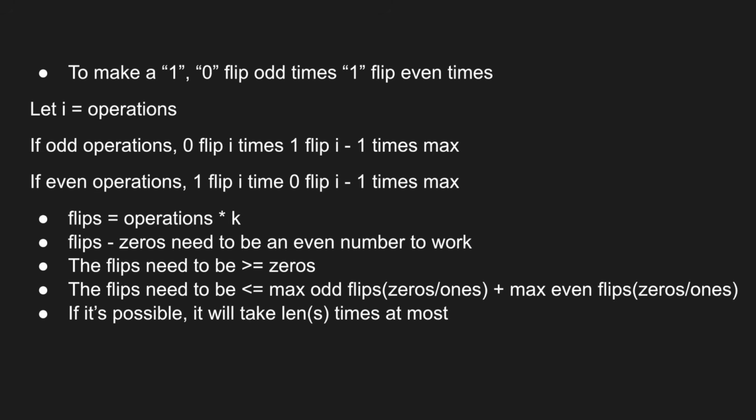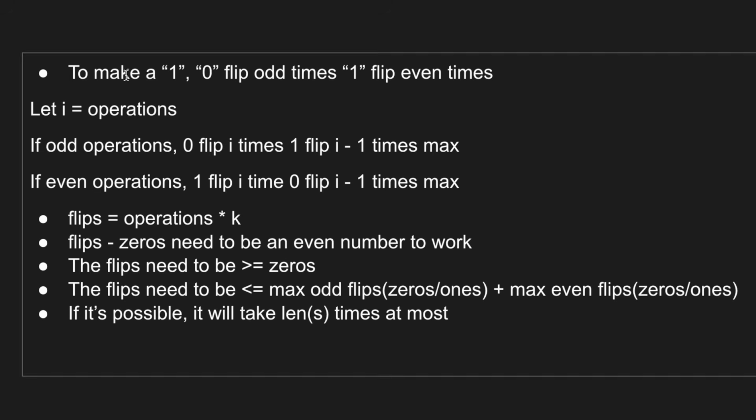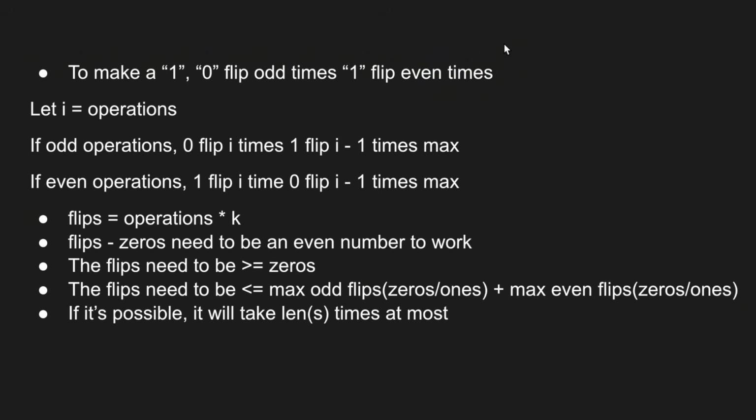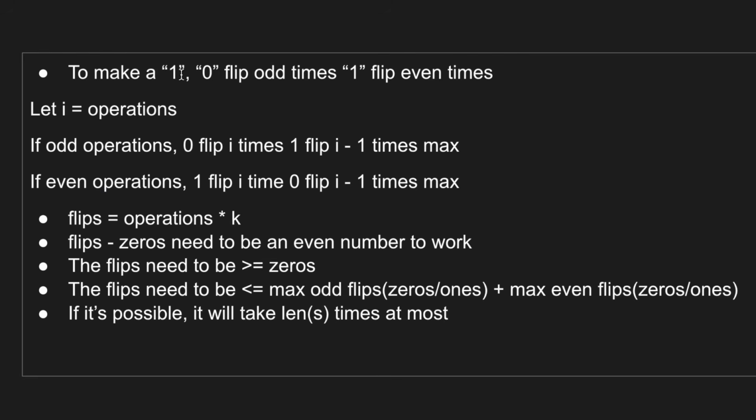There are a few things that we should know to solve this problem. If we want to make a 1, and the number is originally 0, it will flip an odd number of times, whether it's once, 3 times, or 5 times. And if the original number is a 1, it will need to flip an even number of times, whether it's 0 times, 2 times, 4 times, or 6 times, they will all end up being a 1.